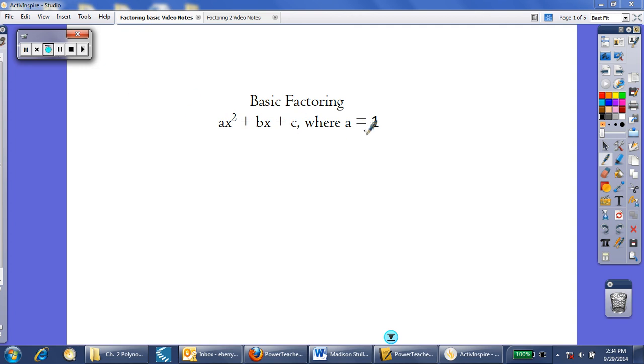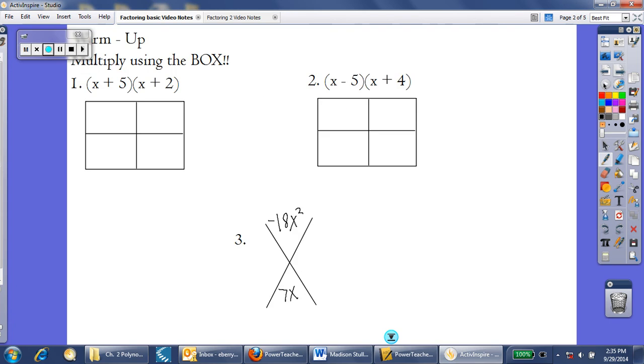Hi students, today we will be working on basic factoring, where ax squared plus bx plus c, where a equals 1. Let's begin with a warm-up. Go ahead and pause the screen so that you can complete the warm-up. Now that you've finished the warm-up, go ahead and check your answers with what I have here.